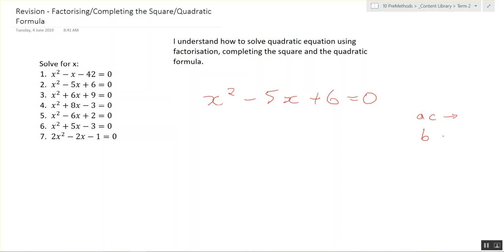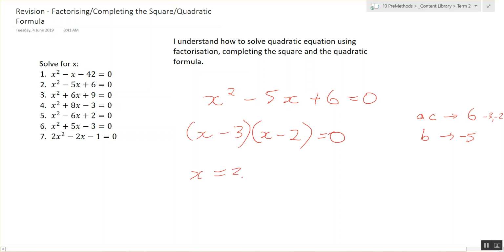Alright, so I'm going to use A, C, B again. A times C is 6 and negative 5 is B. So we have two numbers that multiply to get positive 6 and add to get negative 5. The ones I can think of are negative 3 and negative 2. Does that make sense? And then solving for x.